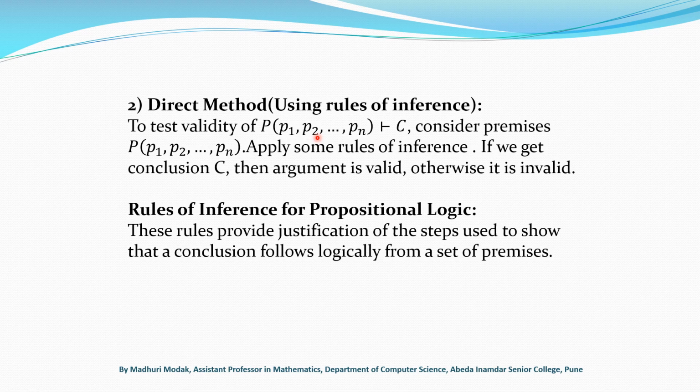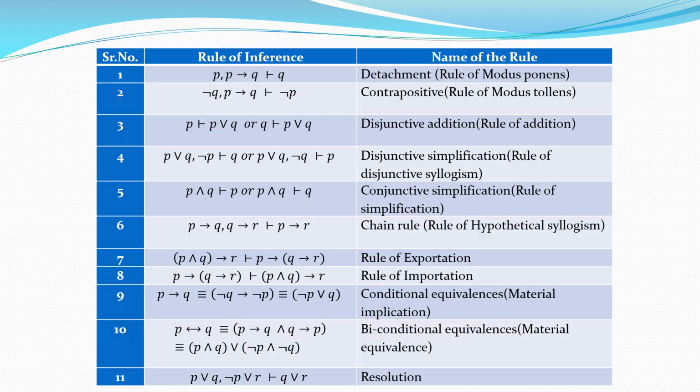Otherwise, it is invalid. Now, see what are the rules of inference for propositional logic, which we are using in the direct and indirect methods. Now see, these are some rules of inference. So these are standard rules. So how to apply them while testing the validity of an argument? For that, you have to consider the left side part of that yield symbol. That is nothing but the hypothesis or premise.